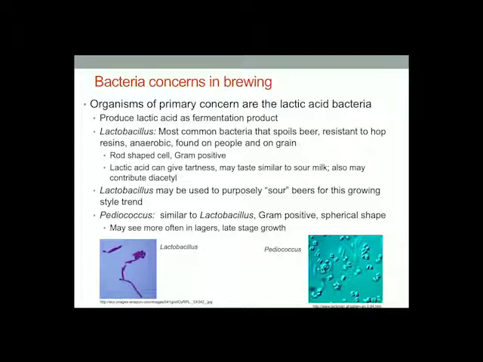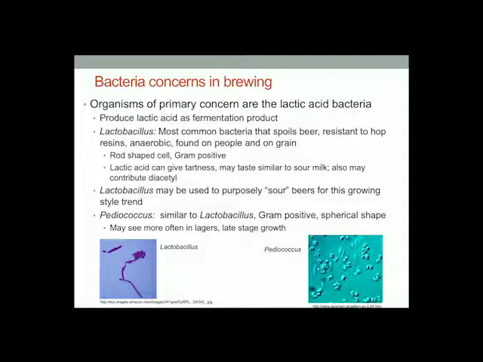They're gram-positive, and when they produce lactic acid, this can give tartness to the beer, and so it may give it a taste similar to sour milk, because many times sour milk is because Lactobacillus have grown. They could also contribute higher levels of diacetyl to the beer. And yet at the same time, Lactobacillus may also be introduced or used purposely to create sour beers. And this is a growing trend, or has been growing. And so there are many brewers out there that will make use of Lactobacillus to create sour beers.